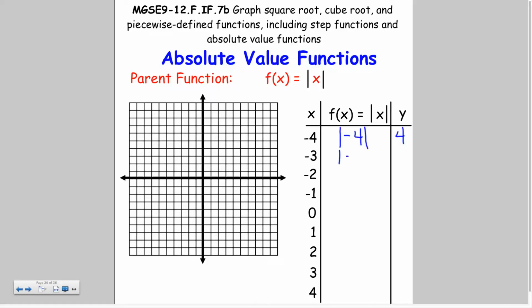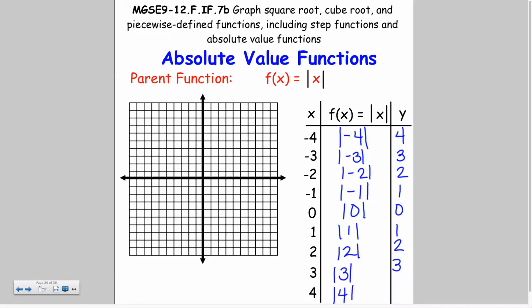The next one, absolute value of negative 3 is 3. Absolute value of negative 2 is 2. Negative 1 is 1. Of 0 is 0. Of 1 is 1. Of 2 is 2. Absolute value of 3 is 3. And absolute value of 4 is 4. So you can see it's the same values. The only difference is these are negatives, but the absolute value is going to be a positive. These are all positives, and the absolute value is still a positive.